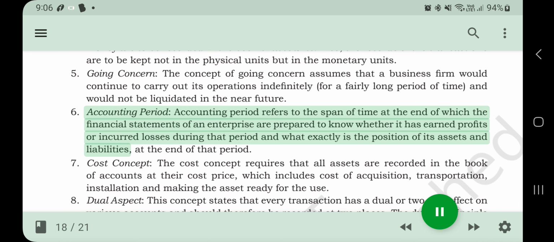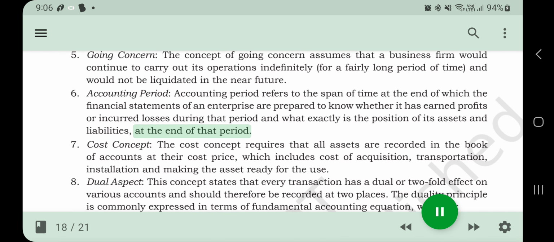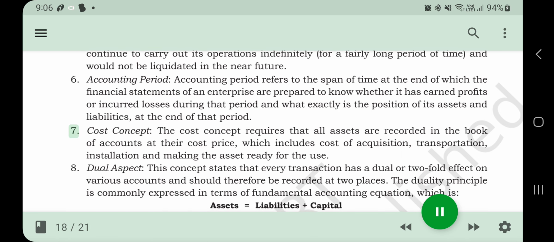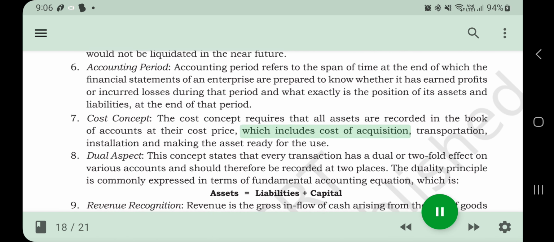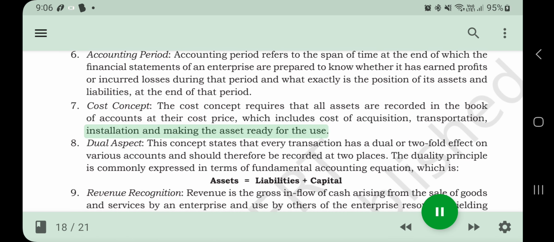6. Accounting period. Accounting period refers to the span of time at the end of which the financial statements of an enterprise are prepared to know whether it has earned profits or incurred losses during that period and what exactly is the position of its assets and liabilities at the end of that period. 7. Cost concept. The cost concept requires that all assets are recorded in the books of accounts at their cost price, which includes cost of acquisition, transportation, installation and making the asset ready for use.